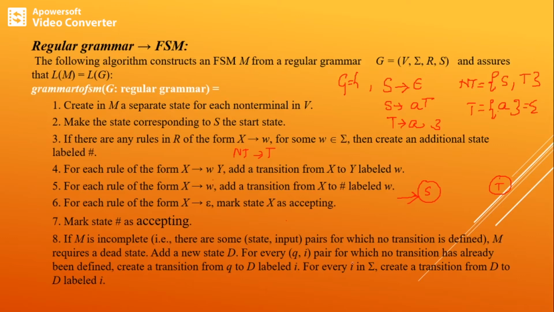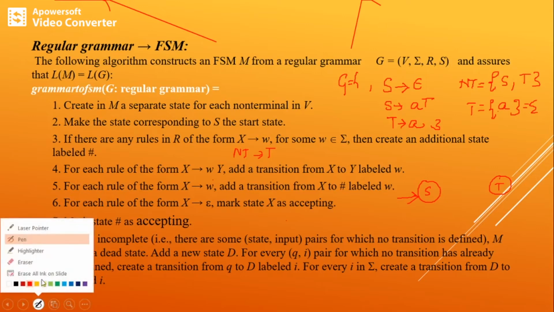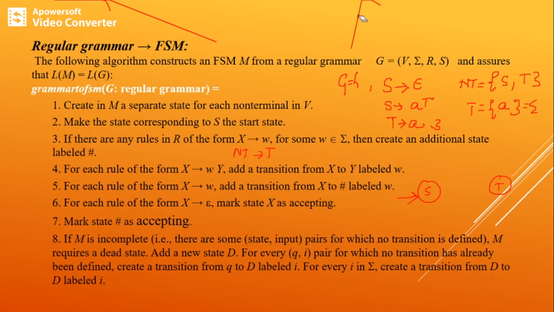Hello everyone, in this video I'll be explaining about regular grammar to FSM conversion. First of all, a grammar is represented as four tuples. You can see here I have rewritten the grammar. I've given an example grammar, and this is the grammar I'm going to consider. Now these are the rules: S gives epsilon, S gives AT, and T gives A.